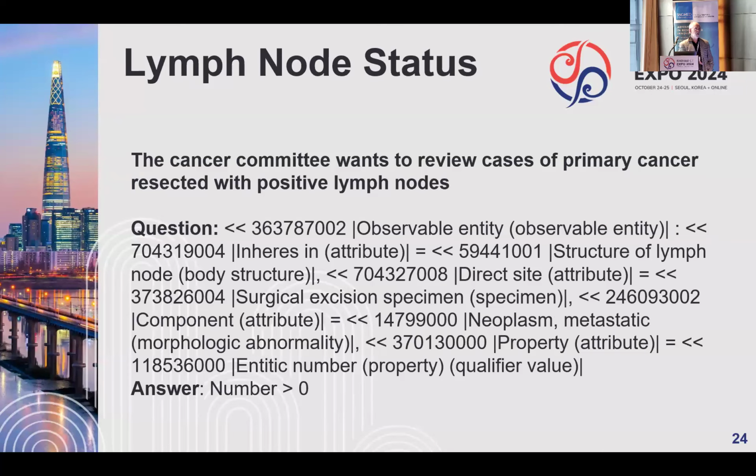Positive lymph nodes. I think it's understandable that if cancer has traveled to the regional lymph nodes, that's a big deal. And so there's a whole series of observables on the lymph nodes that may have been found with metastatic cancer.